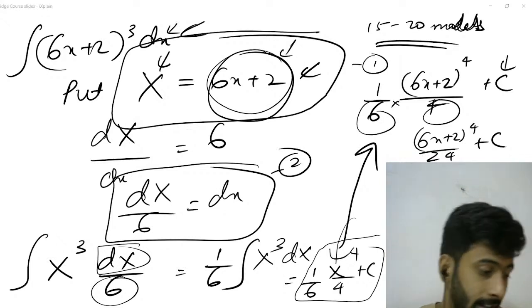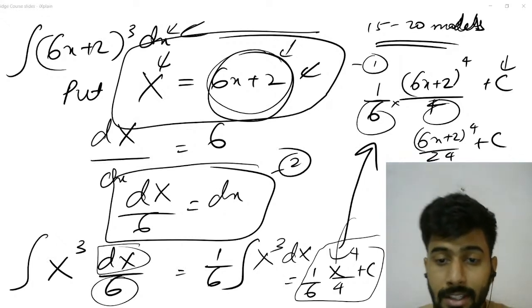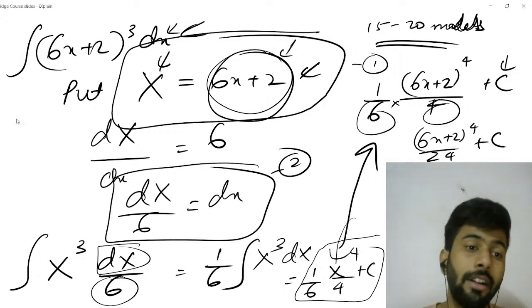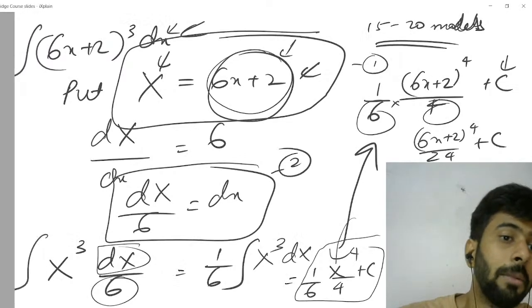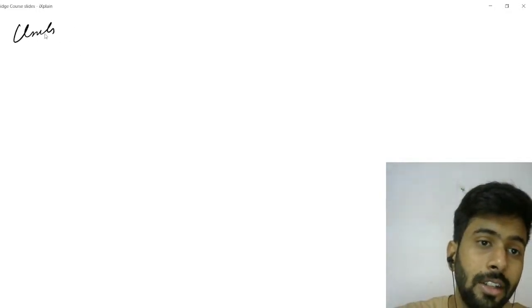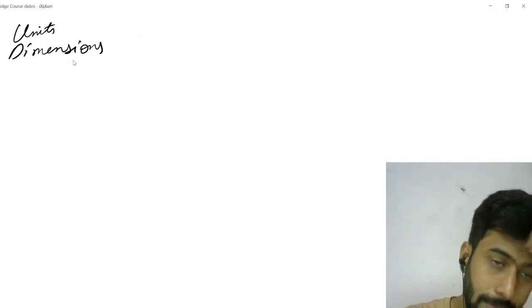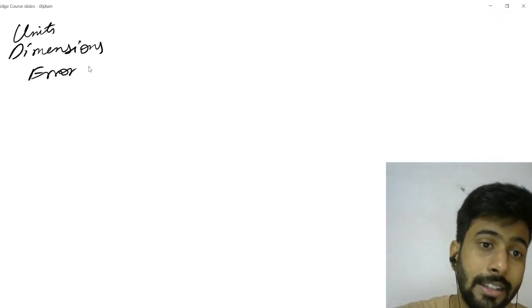Okay, guys. So with this, we are done with calculus. Whatever basics we had to cover, we have done it. And we have come a long way in the bridge course. We started with units. Then we did dimensions. In fact, it was a whole different chapter wherein we saw a lot of problems. We did error analysis.